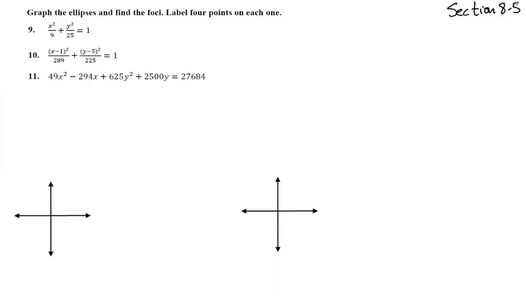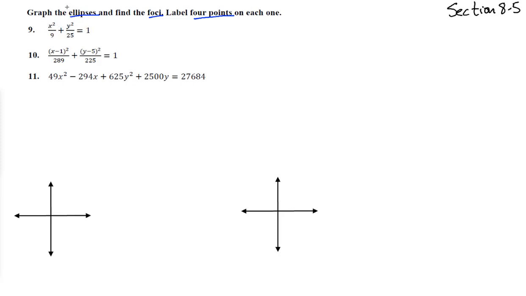Here we are in section 8.5 with the numbers 9 through 11. Doing the solutions to those, notice we're doing graphing the ellipses and finding the foci and 4 points. So we've got to have 4 points and the foci, that's 6 points on each one. All right, number 9. X squared over 9 plus y squared over 25 equals 1.